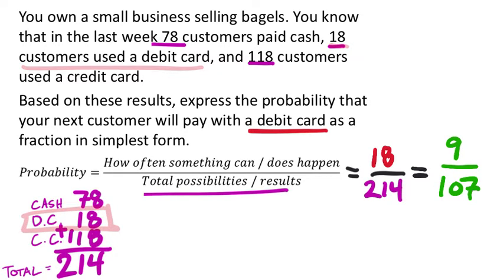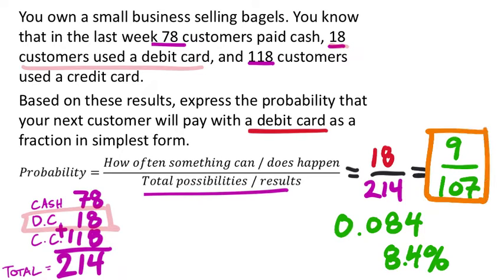Okay, now if you wanted to change that to a decimal, just push the double arrow button right above enter, and you could see that as a decimal would come out as 0.08. 411,215, which is about 8.4%. I know it didn't ask for those last two, but in case it does in the future, we need to know how to do that, just like we did 2 lessons ago.